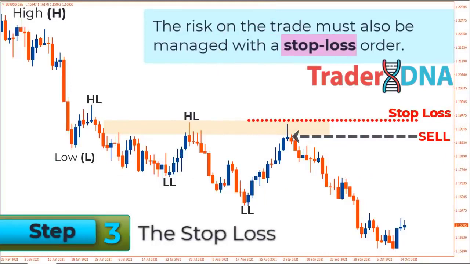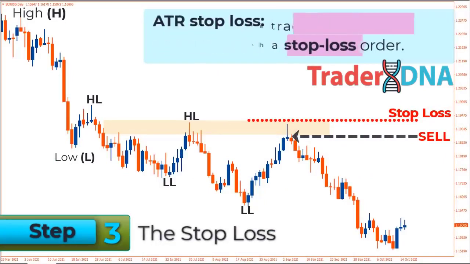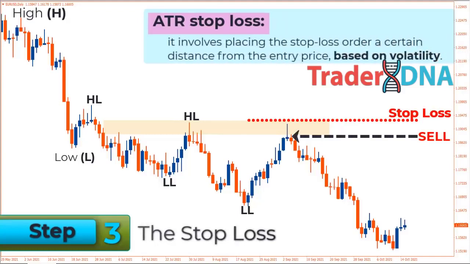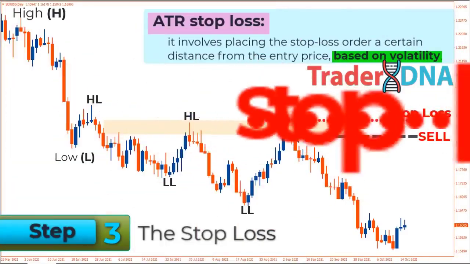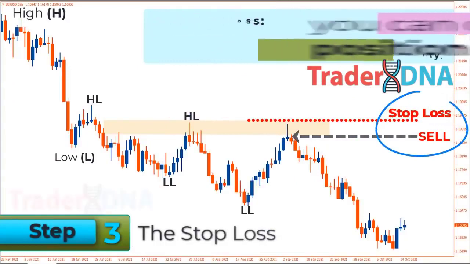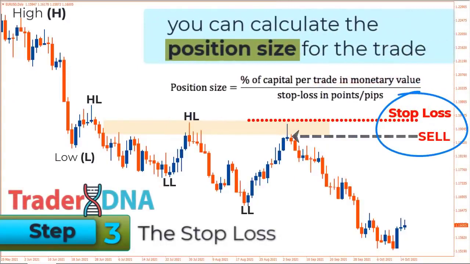Another method is called the average true range, or ATR stop loss. It involves placing the stop loss order a certain distance from the entry price, based on volatility. So, establish where your stop loss will be. Once you know the entry and stop loss price, you can calculate the position size for the trade.